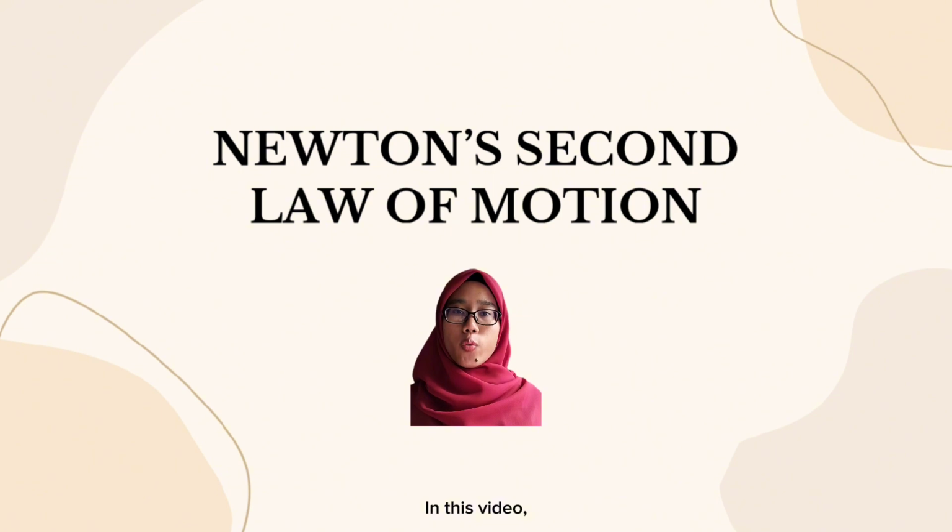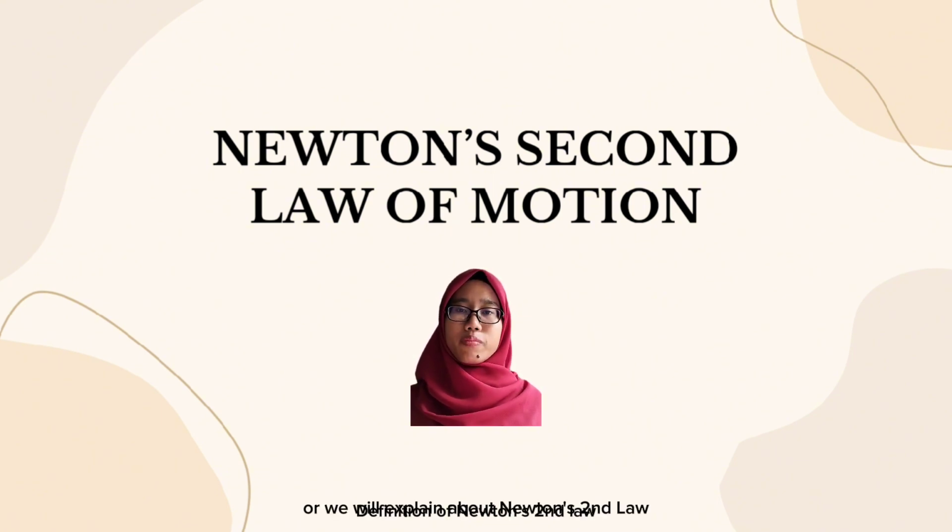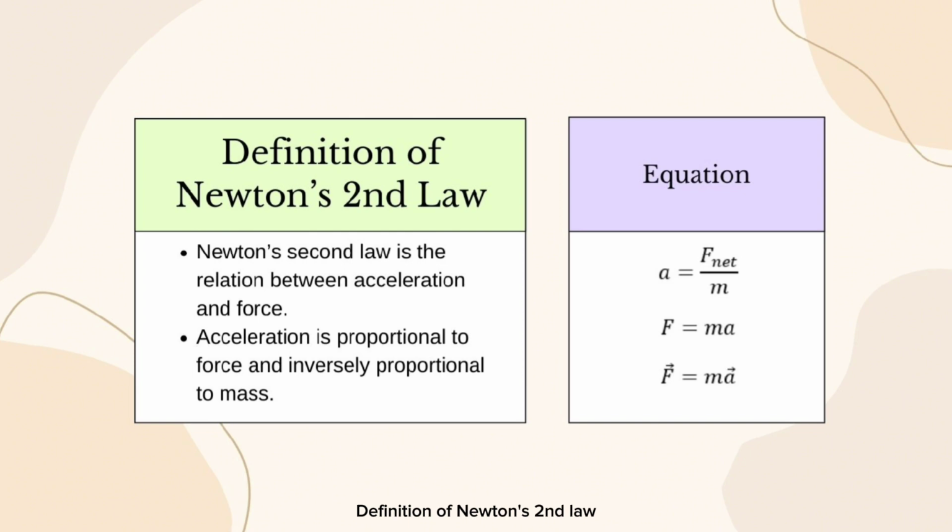In this video, we will explain Newton's second law. Definition of Newton's second law: Newton's second law states that the acceleration of an object depends upon two variables: the net force acting on the object and the mass of the object. The acceleration of the body is directly proportional to the net force acting on the body and inversely proportional to the mass of the body.